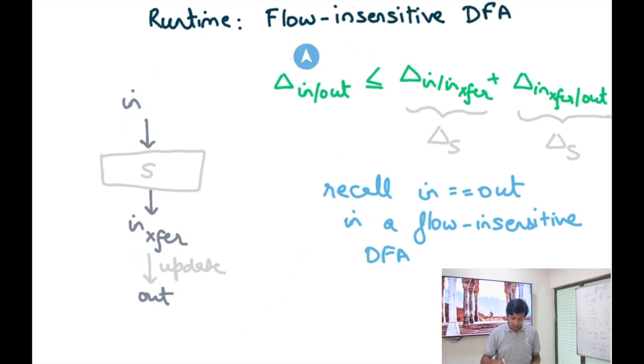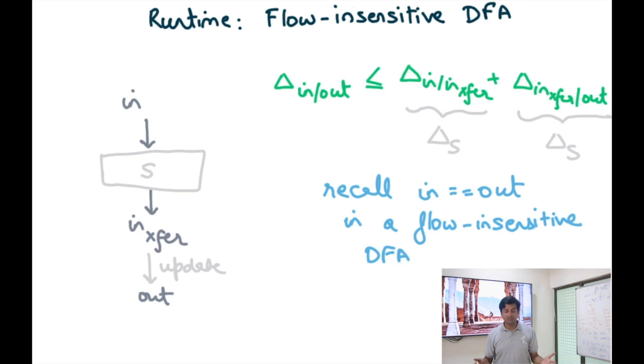In other words, even though there could have been a big path that the DFA traverses before transferring to in transfer, the updates are being applied incrementally across every statement as the DFA progresses. So across a single update, we don't have a very big distance between in transfer and out in a flow insensitive analysis, unlike a flow sensitive analysis. So delta in and out is actually on the order of delta S, because we know that in equals out in a flow insensitive analysis.